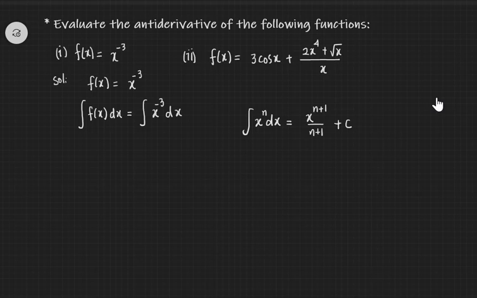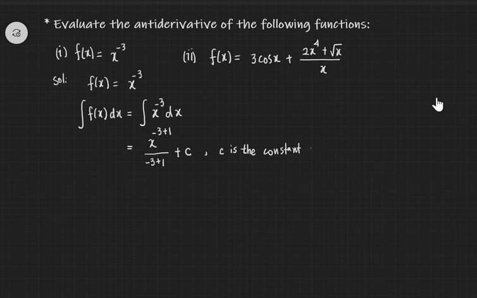Now we'll apply this formula. We will see that here n is equal to minus 3. So the antiderivative of this function with respect to x would be x power minus 3 plus 1 divided by minus 3 plus 1 plus c, where c is the constant of integration. So we can mention this c here as the constant of integration.